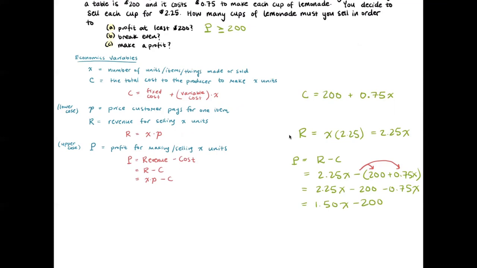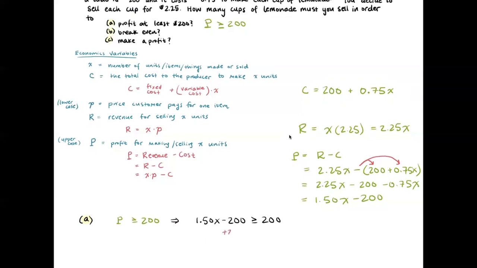Now we can actually use that. In part A, we want to know how many cups of lemonade we need to sell to profit at least $200. If we want profit to be greater than or equal to $200, that means we set 1.50x minus 200 to be greater than or equal to 200. Now all that's left to do is to find the cups of lemonade, represented by x. So we're going to solve this inequality for x.